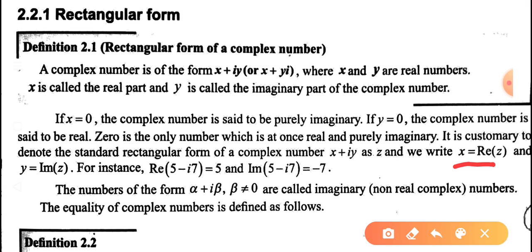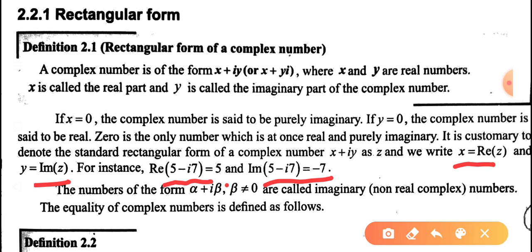x is equal to what? The real part of z. y is equal to what? The imaginary part of z. For example, here 5 minus i7. This is one complex number. Here the real part is what? 5. So we write real part of 5 minus i7 is equal to 5. And the imaginary part, where is the imaginary part? Minus i7. Here the imaginary part is, we eliminate i, we get minus 7. So the imaginary part of 5 minus i7 is equal to minus 7.